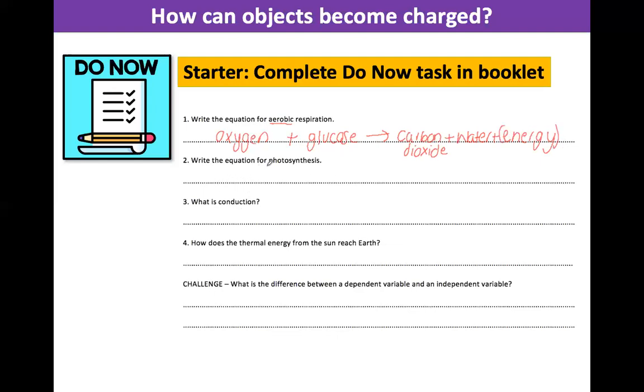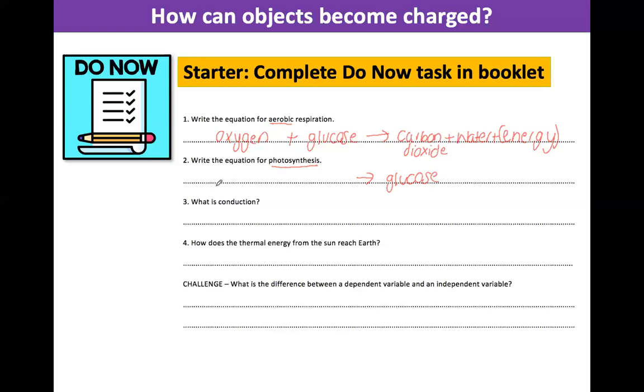Next question, looking at the equation for photosynthesis. And just like I did for aerobic respiration, I want you to begin this question by thinking about what the purpose of photosynthesis is. And if you think about the purpose of photosynthesis, it's to get that glucose or that food for those plants at the end.